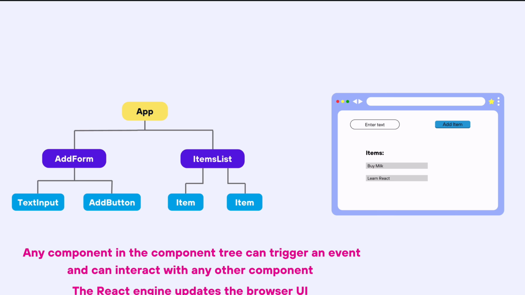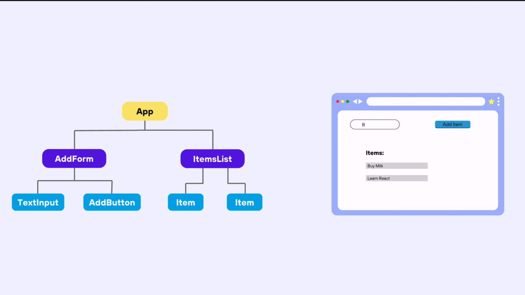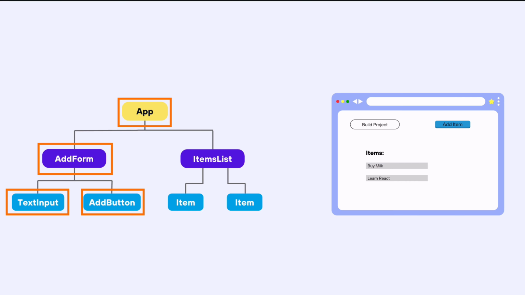For example, let's type a new to-do item in our input text field, which is a child of the add form component. Then press its sibling component, the add item button. What happens in our component tree is that the add item button sends whatever value was typed into our input field component up to the add form component. That in turn sends that value up to the app component.